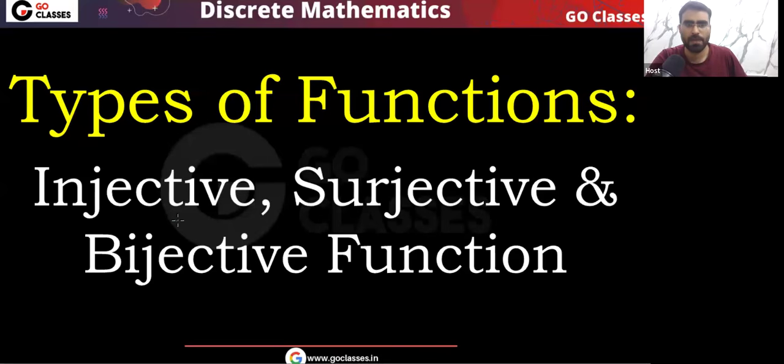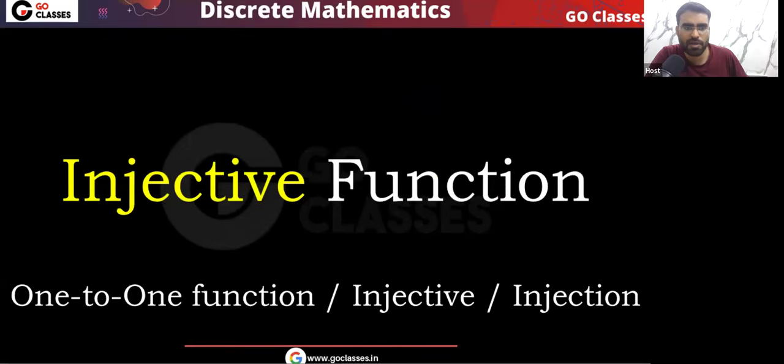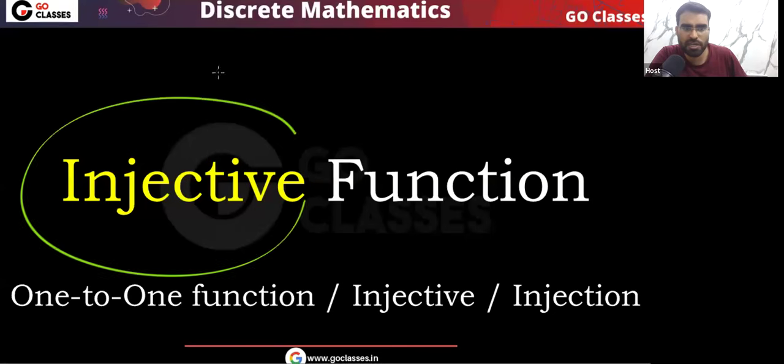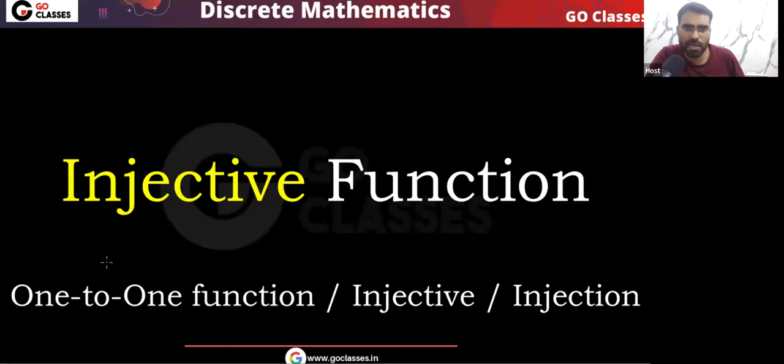Now let's move on. Now we will see what the types of functions are. Some special types of functions are very important: injective function, surjective function, bijective function. Let's study them one by one. First, we will study injective functions. Another name for injective function is one-to-one function, or you can say injection. These are different names for the same function.